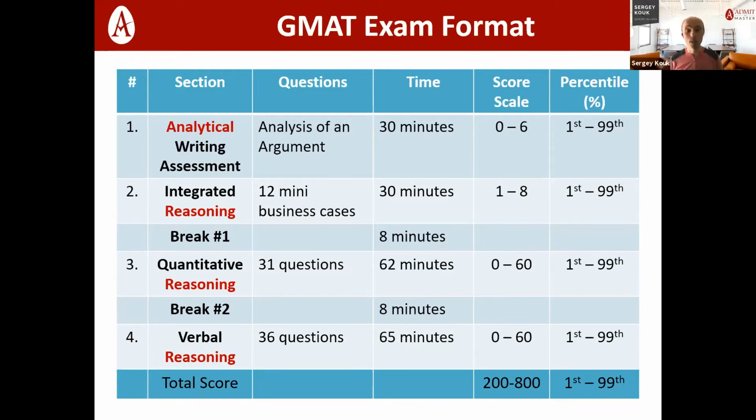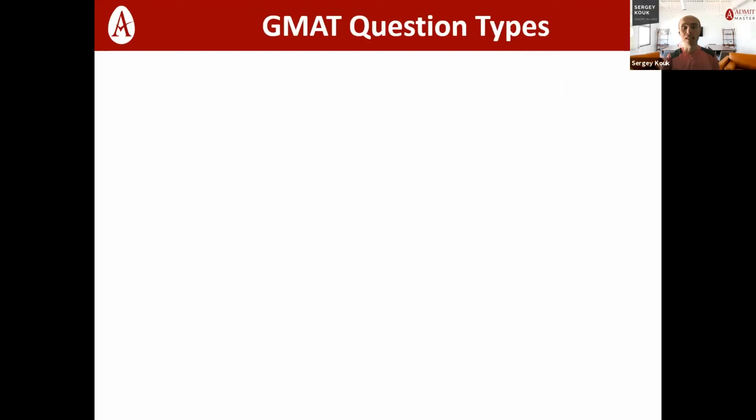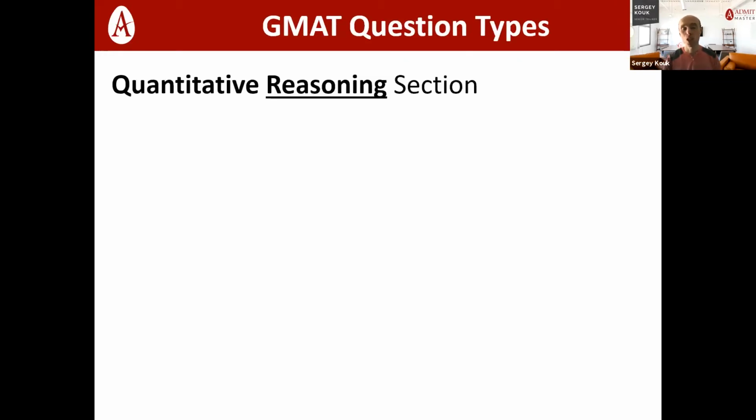They would still be reported to the business schools. They're still going to look at them. They're still going to evaluate each candidate based on all 4 scores as well as the total score. But the quant and the verbal sections themselves consist of several different types of questions.